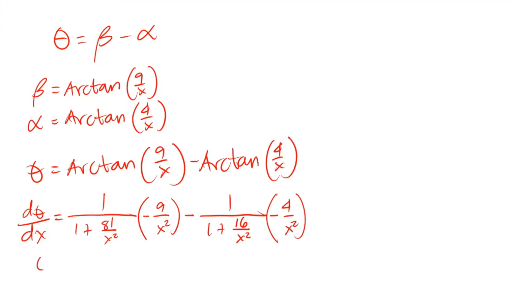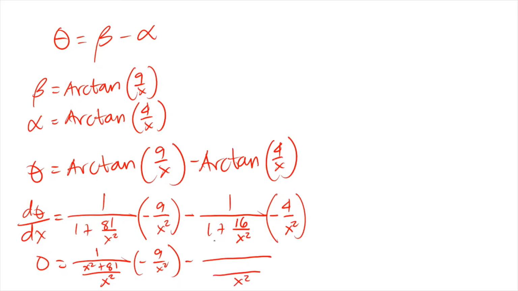Next, equate this to 0 and then simplify the right-hand side of the equation. So take the LCD in the denominator, we have x squared. So x squared plus 81, numerator is 1. And then let's just copy this factor for now, 9 over x squared minus, same process, LCD. So x squared, we have here x squared plus 16, and then negative 4 over x squared. Okay.